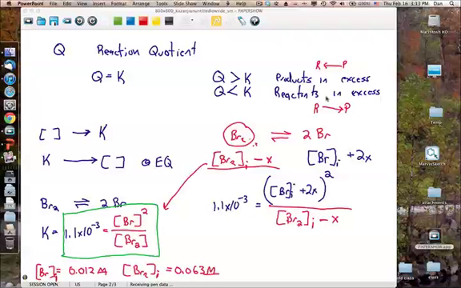What we have now is an equation that has one unknown, x, and that represents the change from initial to equilibrium. So all we have to do is do a little math to rearrange this equation and solve for x. So let's do a quick algebra review using this very specific example.